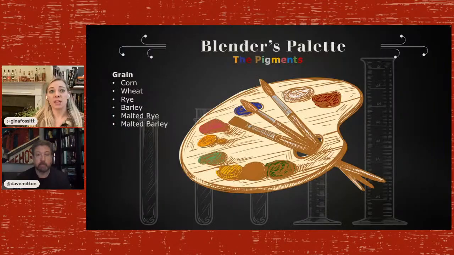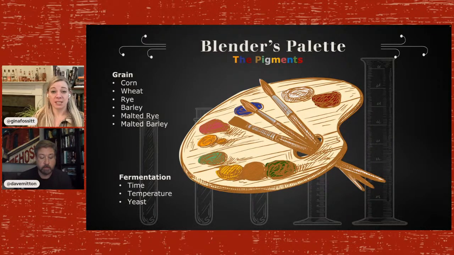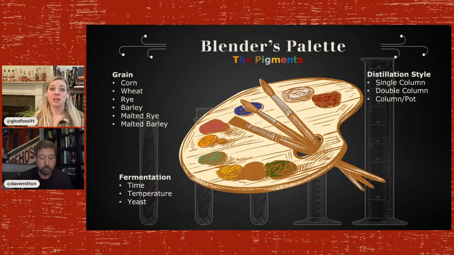first we're going to look at grain. We can manipulate what grains we're using, right? At Hiram Walker, we're using corn, wheat, rye, barley, malted rye, malted barley. Fermentation, we can manipulate how long the fermentation is, the temperature, what yeast we're using, how much nitrogen we're putting into that fermentation to help the process along.